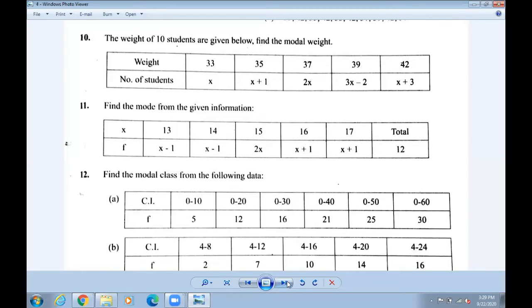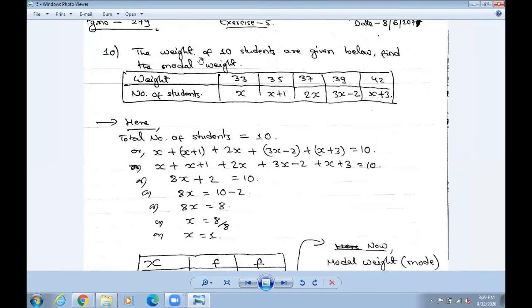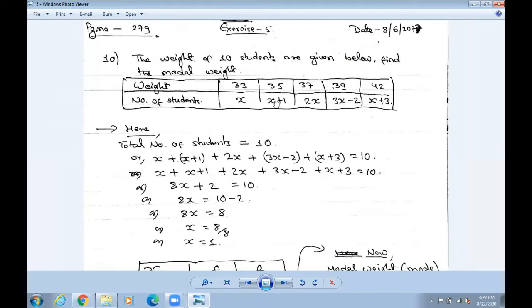So let me show you by the solution itself. The weight of 10 students. The same question I have written over here. This is the question, right? And here, the total number of students. So what is the total number of students? There are 10 students.